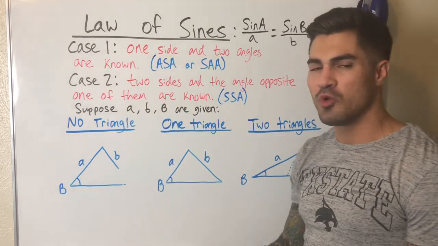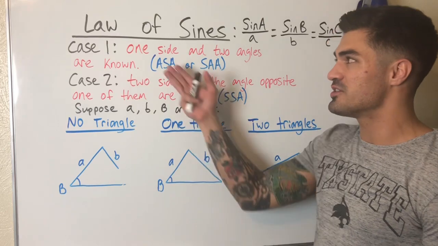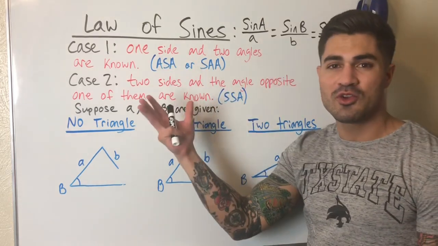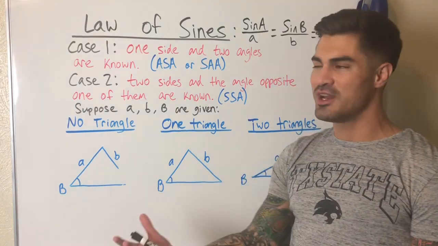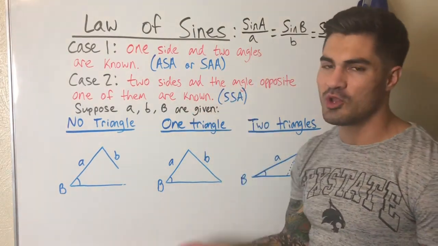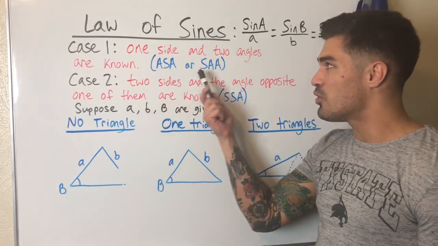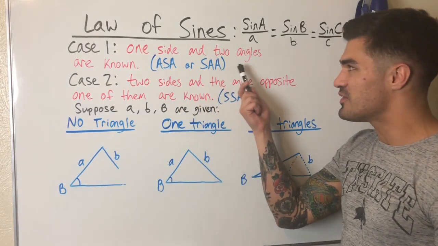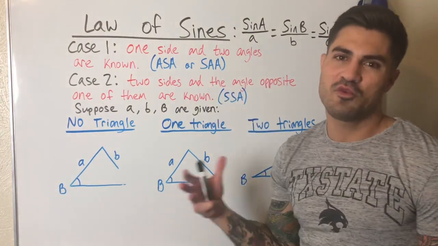This tends to be the more straightforward case with the law of sines. We're given one side and two angles. We can find that third angle right off the bat because all three angles have to add up to 180. Then we use the law of sines to find the remaining sides. So this is the ASA or SAA, or you can even flip this and write AAS. It doesn't matter to me, the order. So yeah, this is the more straightforward case.